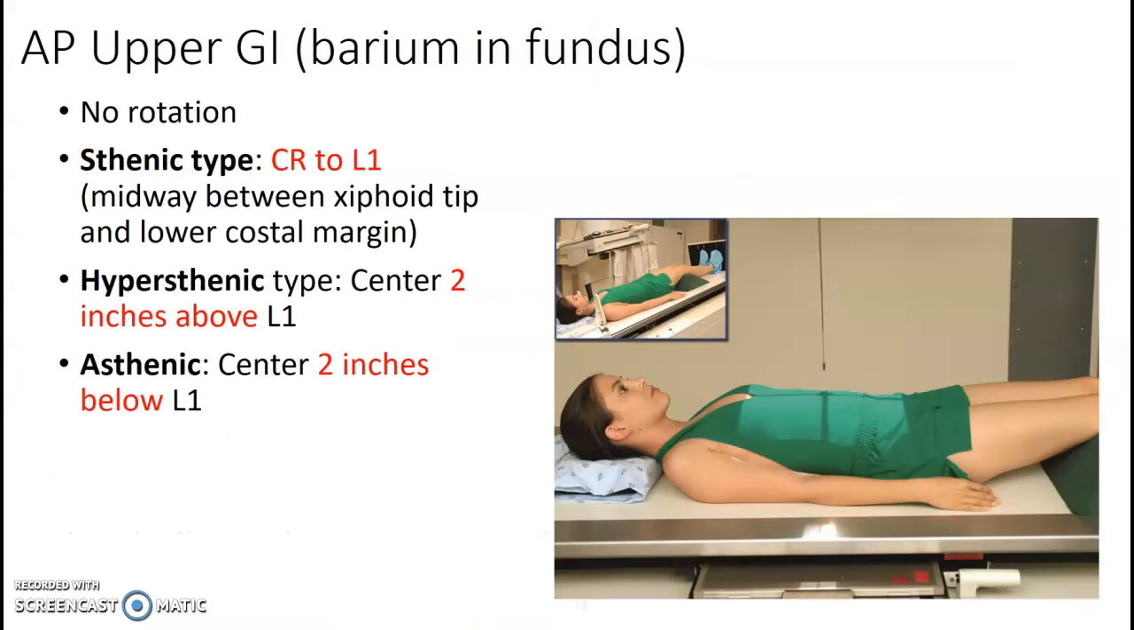The AP GI, the barium is going to be in the fundus. For a sthenic patient, you're going to center right to L1. Hypersthenic, that shorter, wider, stockier patient, 2 inches above. Asthenic is that thin, tall, longer torso, 2 inches below because they have that long J stomach. All right, and for any of your upper GI overheads, these are the same. Sthenic L1, hyper 2 inches above, asthenic 2 inches below.